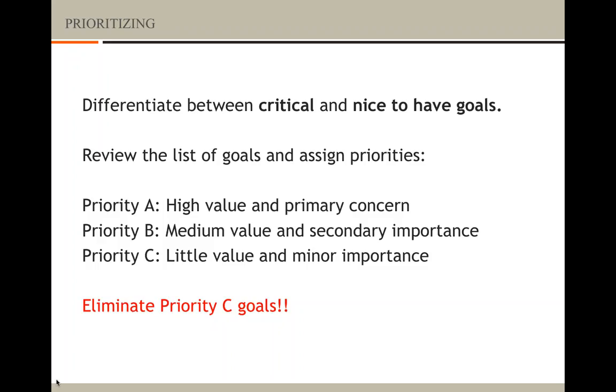So this is not a one-level step where you prioritize into the buckets, eliminate level C goals and you're done with it. You have to do it again and again till your priority A bucket is so refined that it has the goals of highest value and of primary concern, on which you should spend your time and energies.